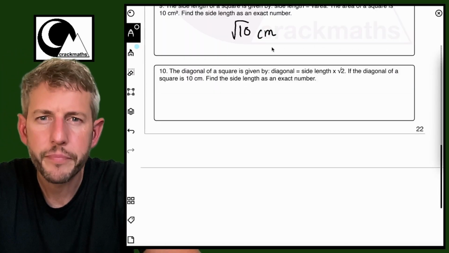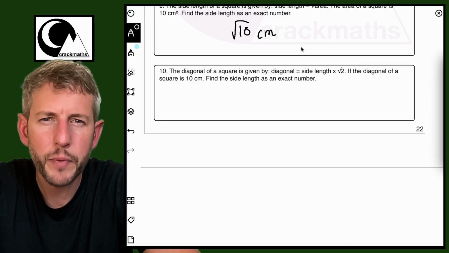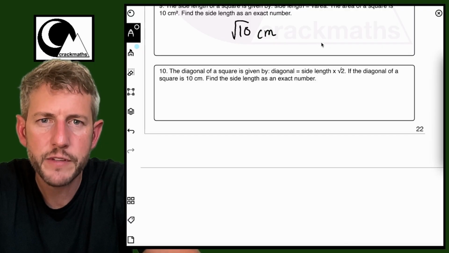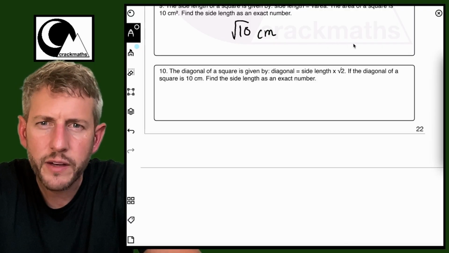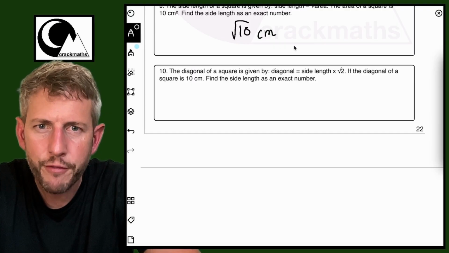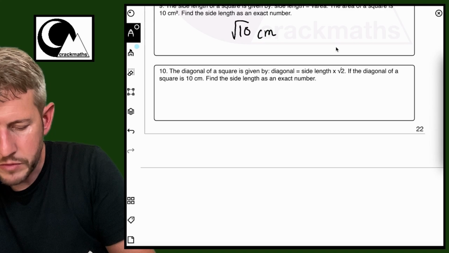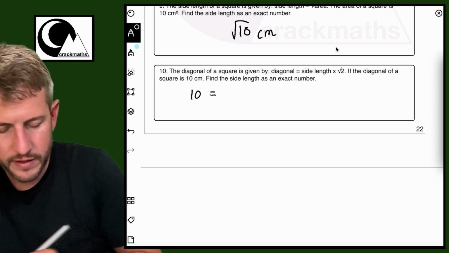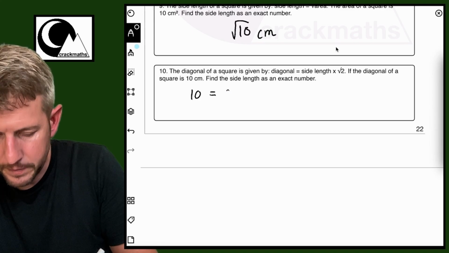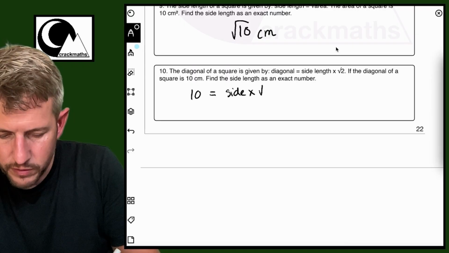Question 10. The diagonal of a square is given by diagonal equals side length times root 2. If the diagonal of a square is 10 centimeters, find the side length as an exact number. So what we've got here is 10 centimeters, 10 equals the side length times root 2.